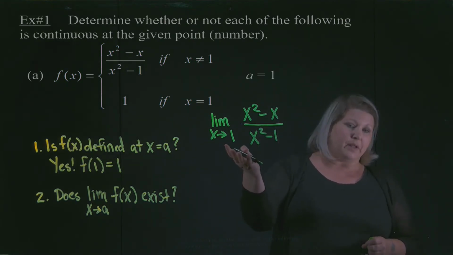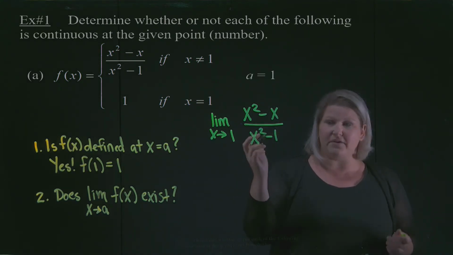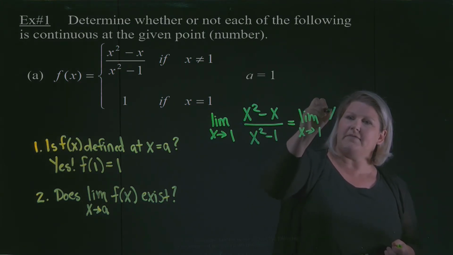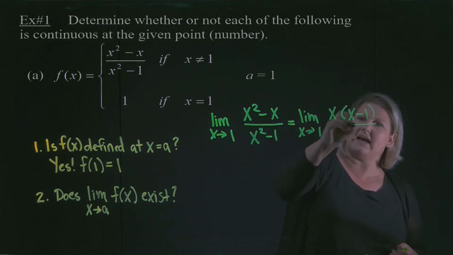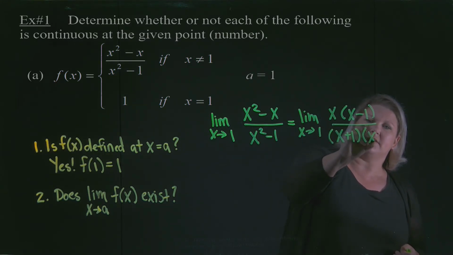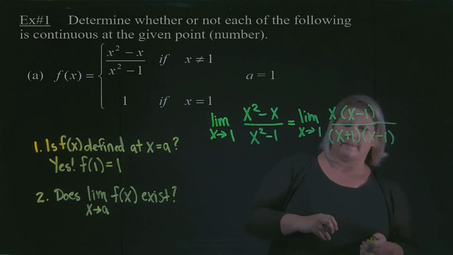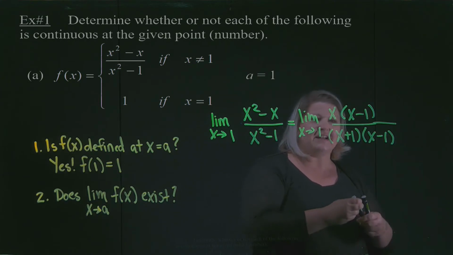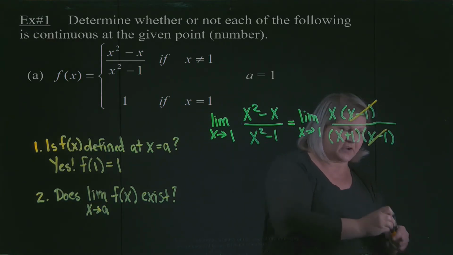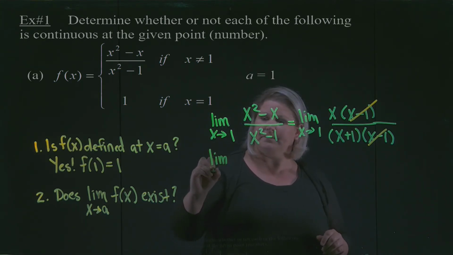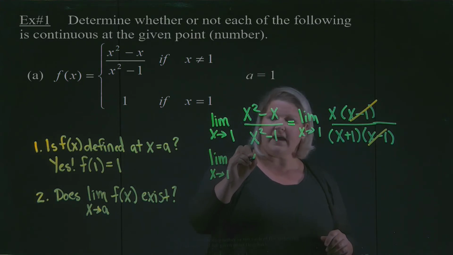So right now, if we were to plug 1 in, we get 0 over 0. That's no good. So let's do some factoring. I'm going to factor an x out of the top. And then for the denominator, I'm going to factor the difference of squares. Notice here, I can get my x minus 1s to cancel. Poof, poof, gone. And then I'm left with the limit as x approaches 1 of x over x plus 1.